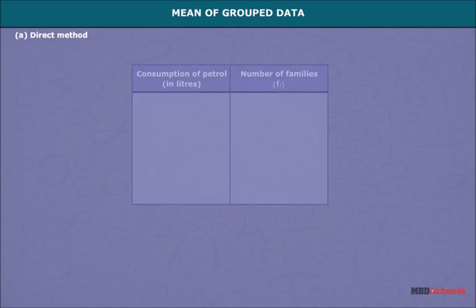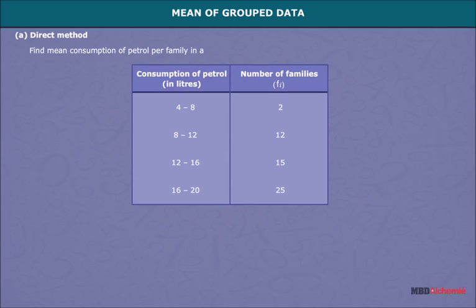Let us understand the steps taken in this method with the help of an example in which the frequency distribution of consumption of petrol in liters per month of 54 families is given, and we have to find the mean consumption of petrol per family in a month.